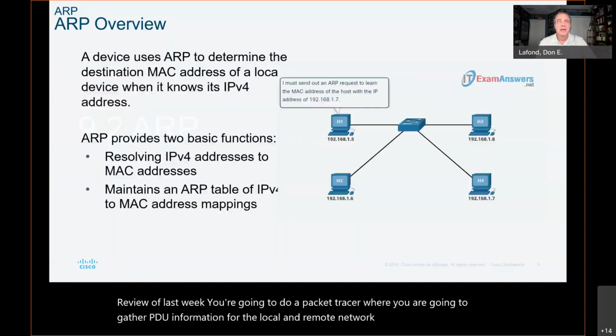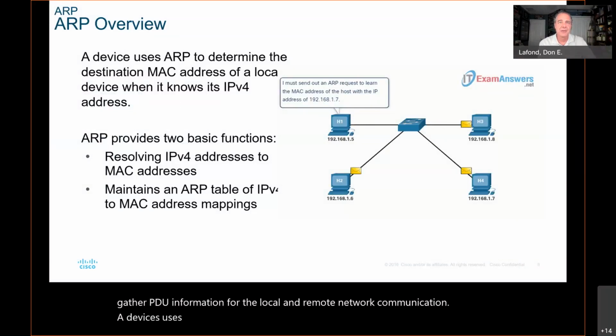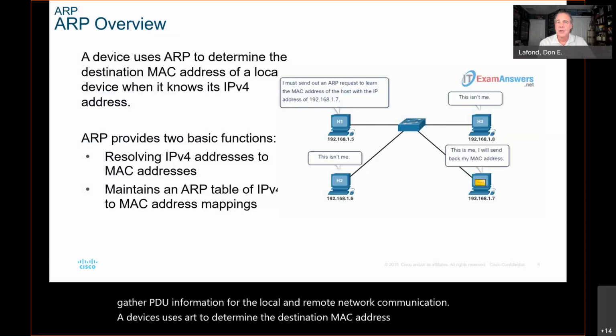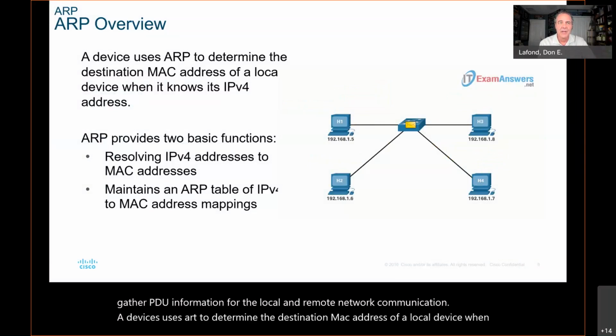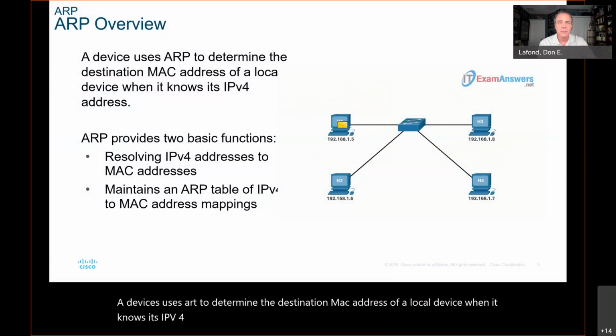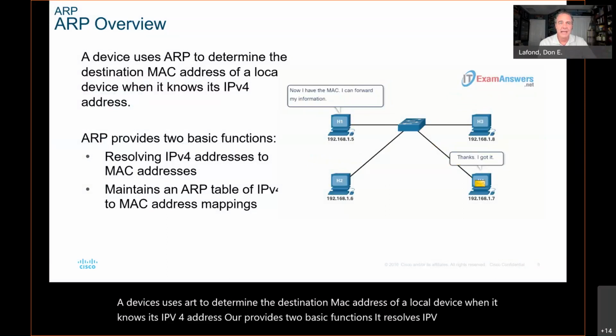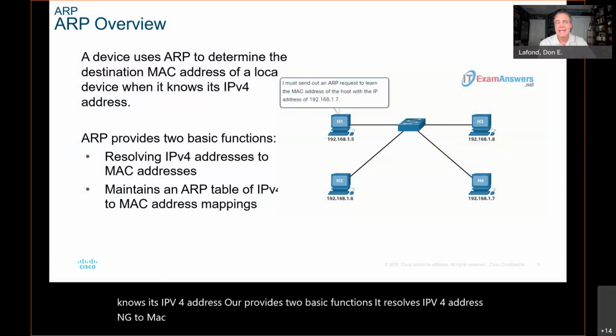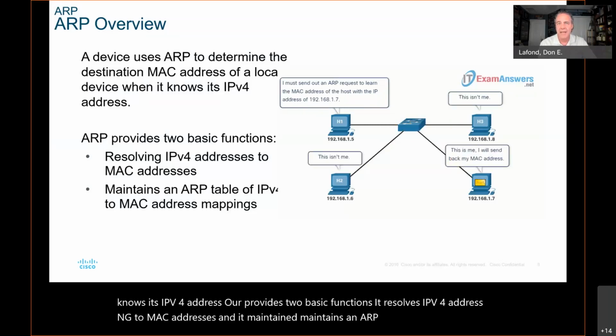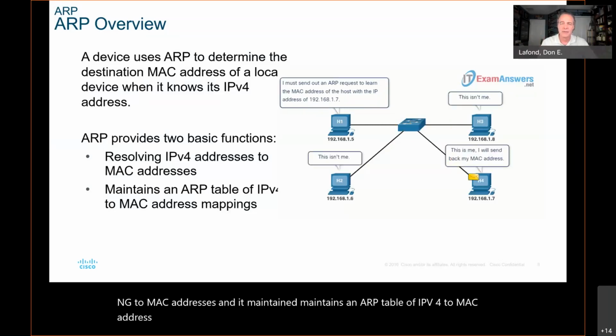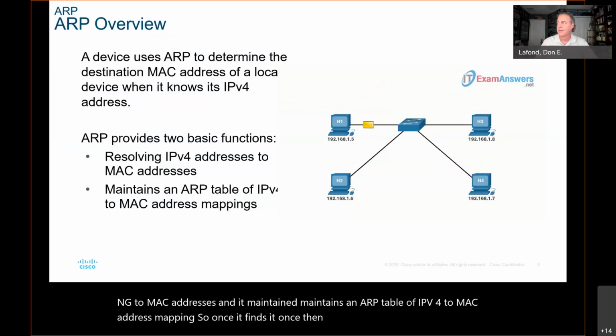ARP. A device uses ARP to determine the destination MAC address of a local device when it knows its IPv4 address. ARP provides two basic functions. It resolves IPv4 addresses to MAC addresses, and it maintains an ARP table of IPv4 to MAC address mappings. So once it finds it once, then it maintains it for a short period afterwards.